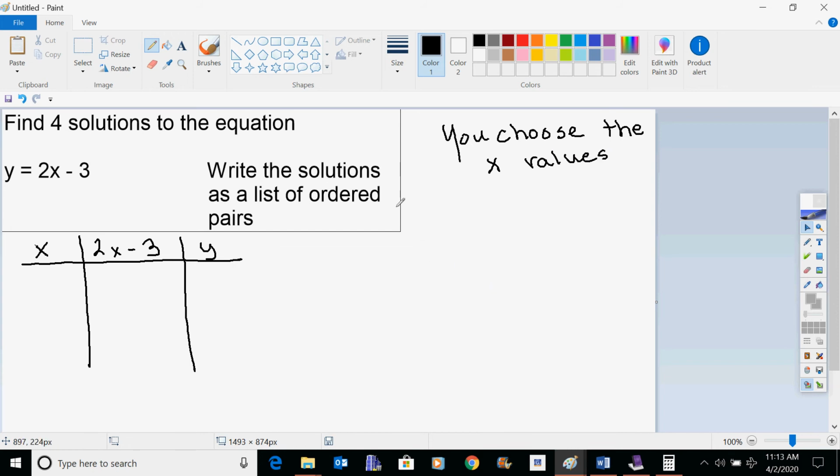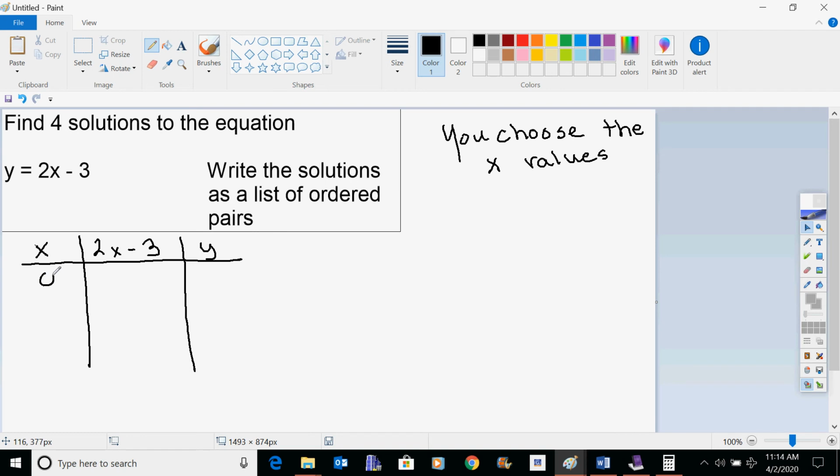Now what I would suggest is that you choose small numbers that are easy to work with. You can choose positive numbers, you can choose negative numbers. It is your choice. So if somebody asks, gee, what numbers do I have to pick? You don't have to pick anything. You choose the numbers. Now, like I said, pick small numbers to make it easier for yourself.